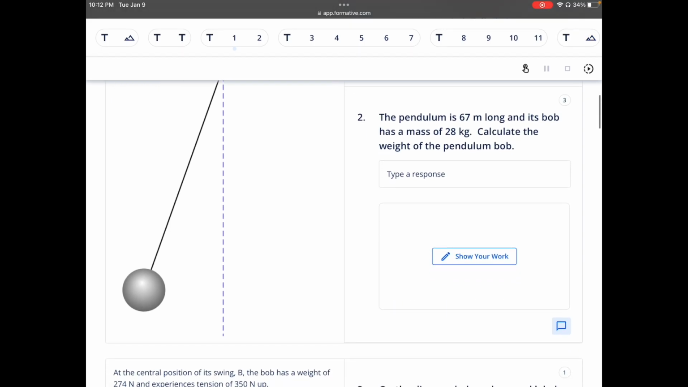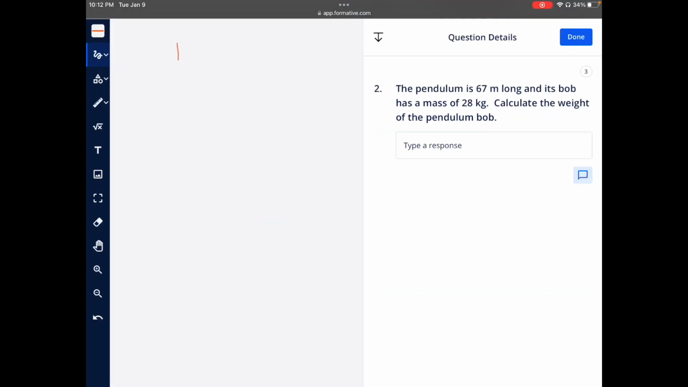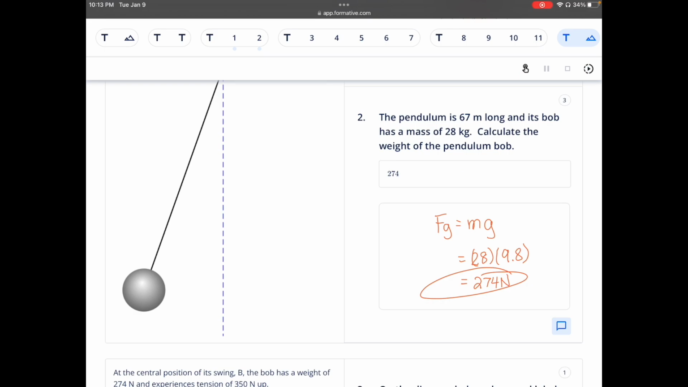Calculating weight again. Weight is caused by the gravitational field of the Earth acting on a mass. The mass is 28 kilograms. The Earth's field is 9.8 newtons per kilogram. So the gravitational force is going to be 274 newtons down. The length in this problem is extra information that you do not need in order to solve it.